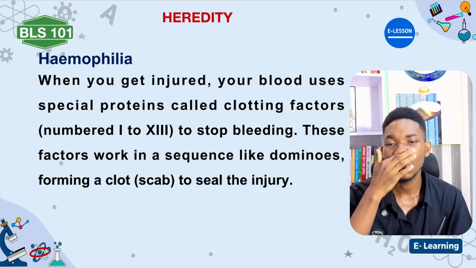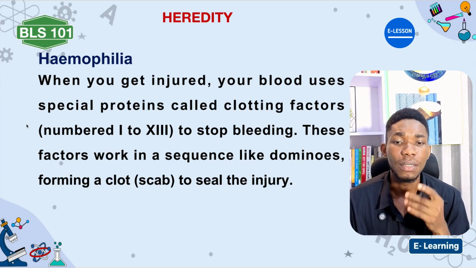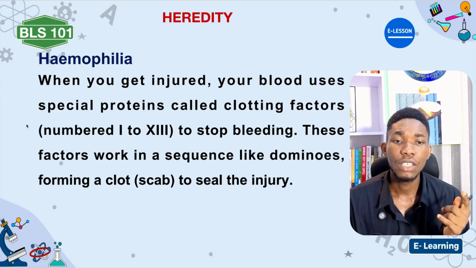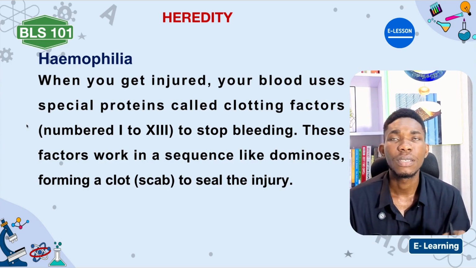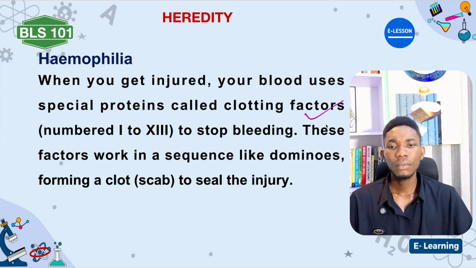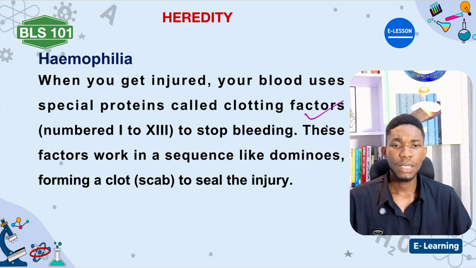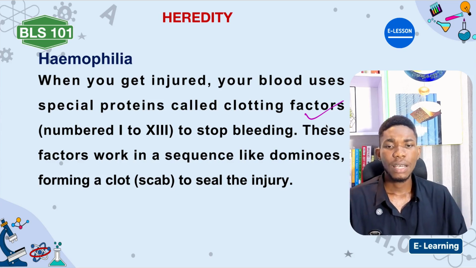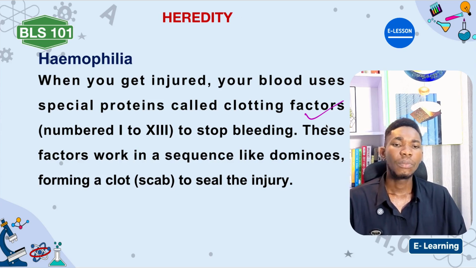Now, when you get injured, your blood uses special proteins. These proteins are called clotting factors. Is that okay? Your blood uses what? Special proteins called what? Clotting factors. These clotting factors are numbered from 1 to 8 to stop bleeding. These factors work in sequence like dominoes, forming a clot to seal the injury.